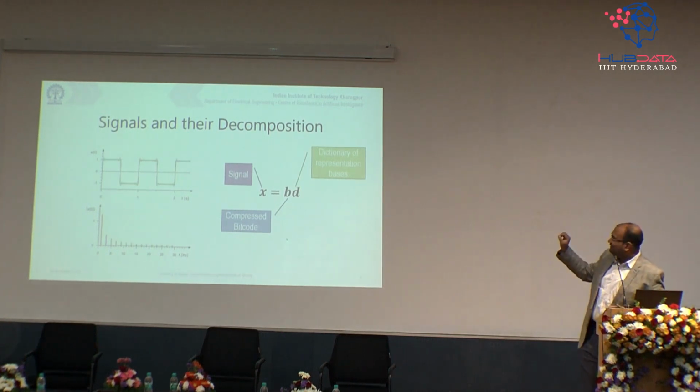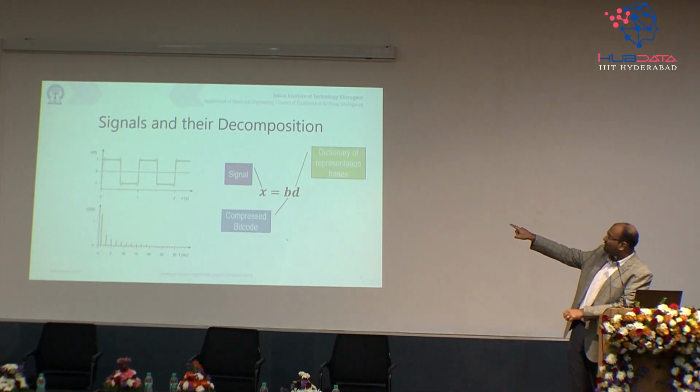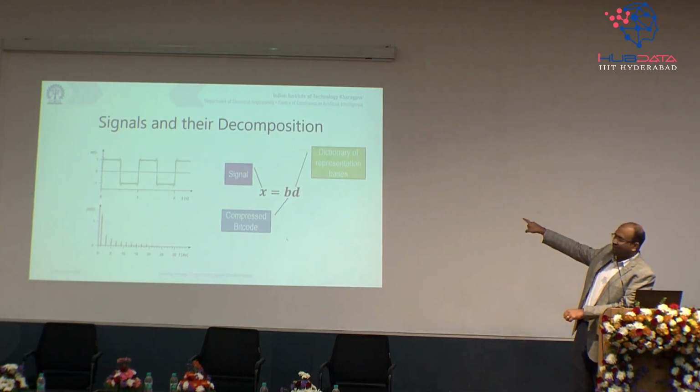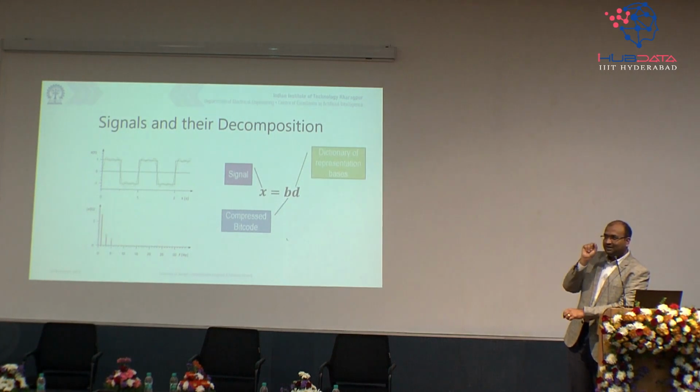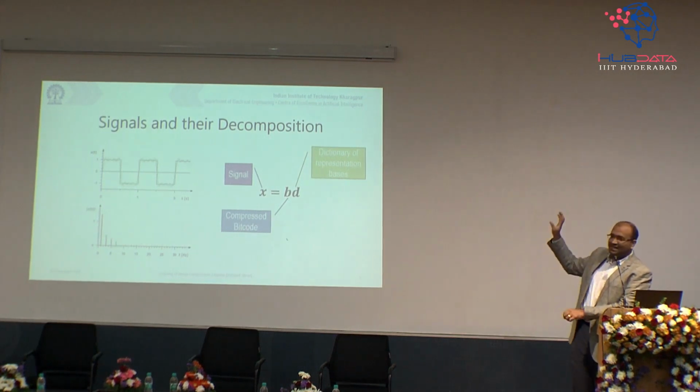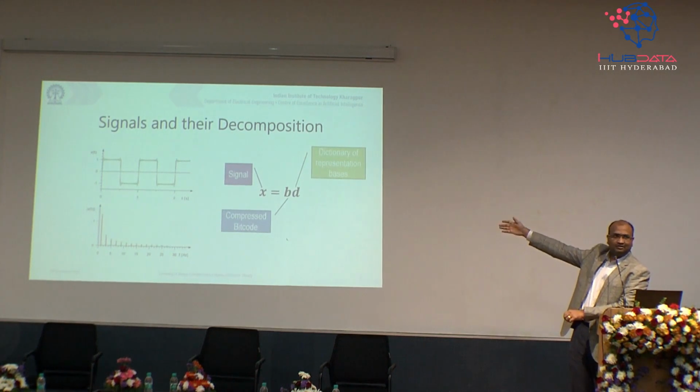Now, when we do this, that square wave is the signal which is called x. Each of those sine waves is what is called D, the dictionary of representation basis. So every sine wave with a different frequency is one basis function, in very simple terms. And then you are going to sum them up, with some weights. Each of those weights for each of those sine waves is what is called the compressed bit code, or B. This works, and you're pretty much seeing it work in front of your eyes.